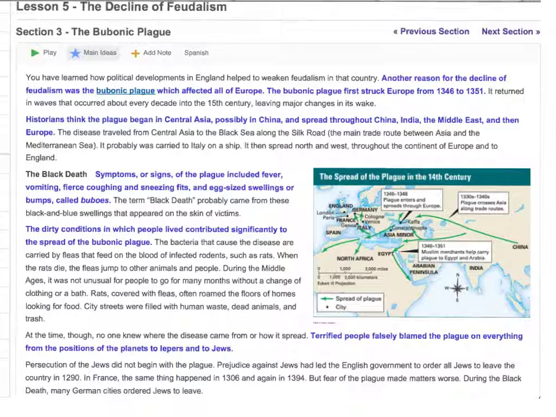So part two of our decline of feudalism unit, and we are talking about the bubonic plague, which will also be called the Black Death or just the plague. We started with the political developments that helped weaken feudalism in England, from the Magna Carta and giving rights to the people. The second reason we're going to look at is this bubonic plague.